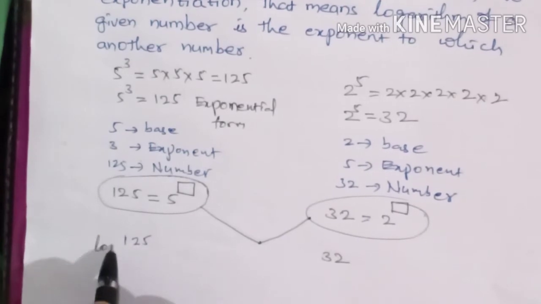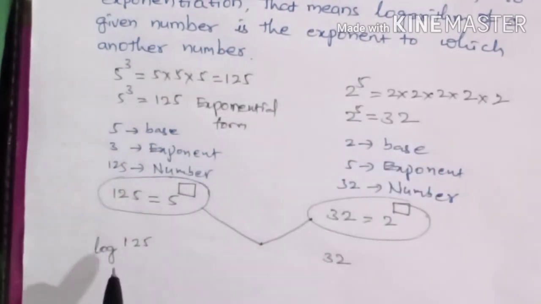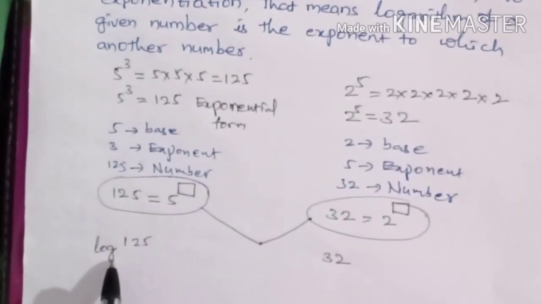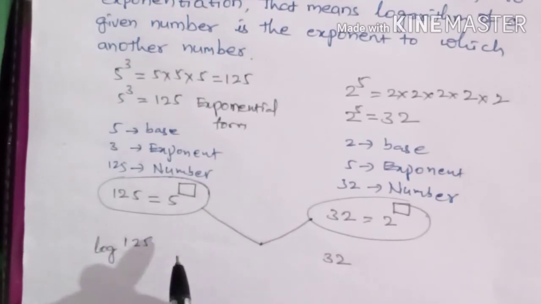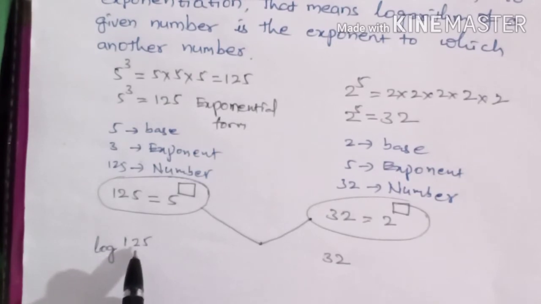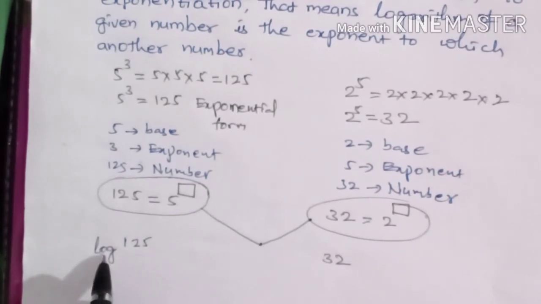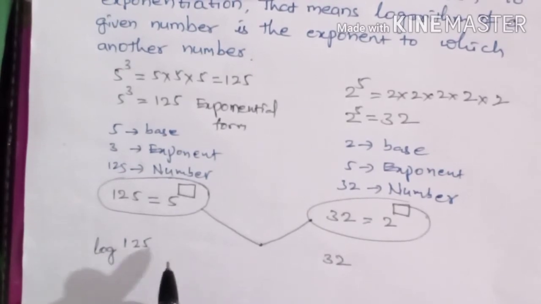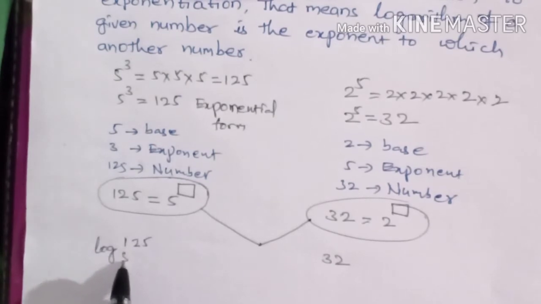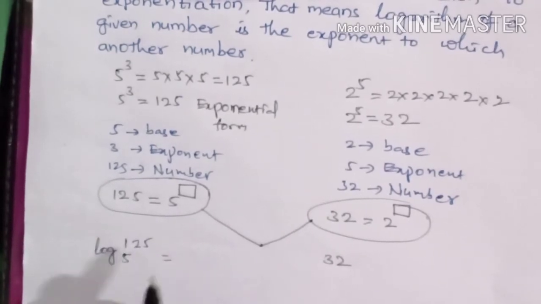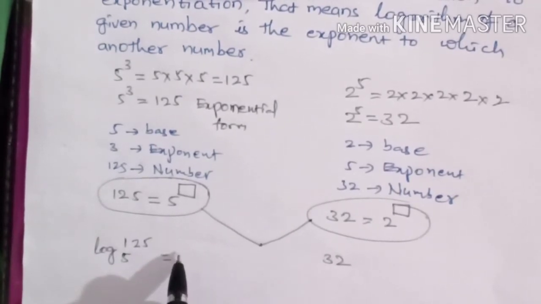Logarithm, shortly we can write this as log. Logarithm of 125. The given number is 125. Its logarithm is the exponent to which another number is raised, and what we get here is 3.